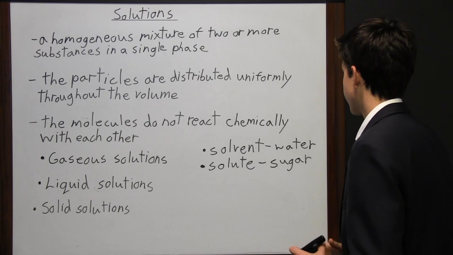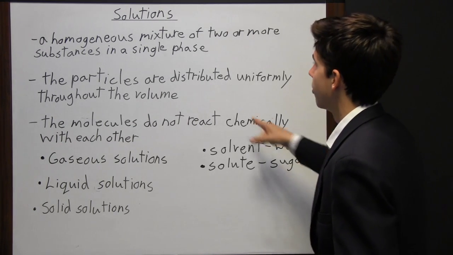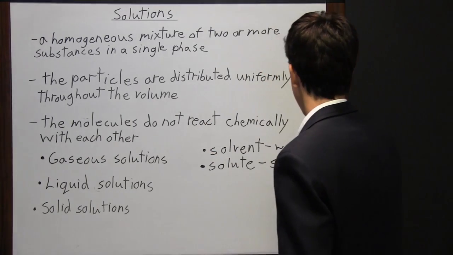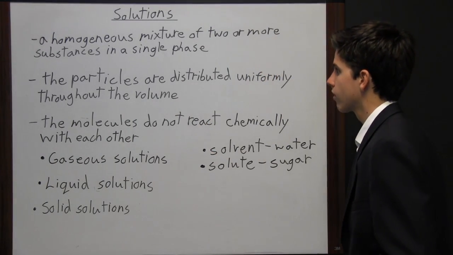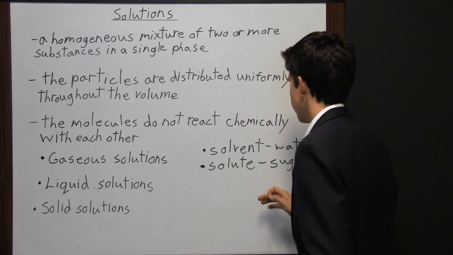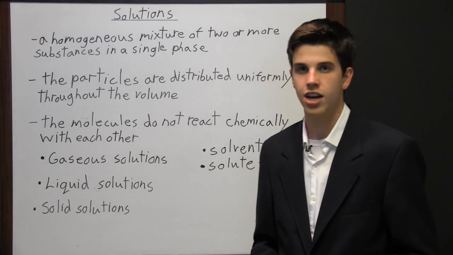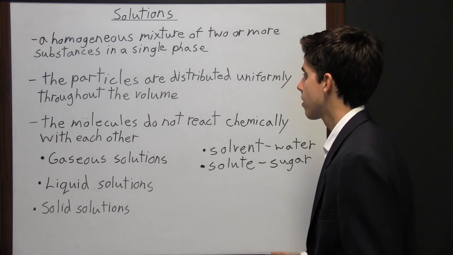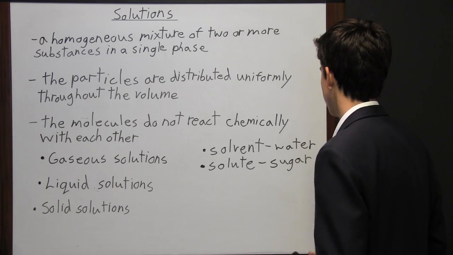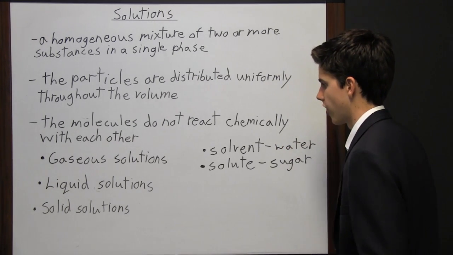And now notice that the water was in liquid form and the sugar was in solid form. But notice that they're in a single phase now. The sugar has become liquid form. And then we said they form a homogeneous mixture. There's not some pieces of sugar in some water. The sugar has now been completely dissolved in the water, so now you just have sugar water as a whole. And also, the water and sugar are not reacting chemically with each other.